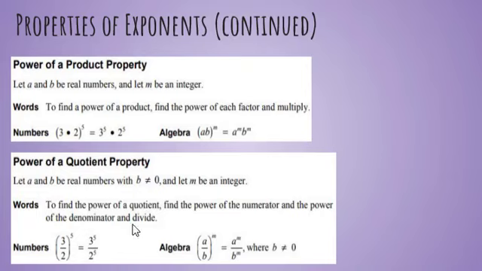Here are some more properties of exponents. So you have the power of a product as well as the power of a quotient. What this is saying is that if I'm multiplying two numbers together and they're raised to an exponent, I'm going to kind of like distribute that exponent to both of those bases. Same thing when you have a quotient. So I have a number over another number raised to a power. I'm going to apply that exponent to both of those terms.